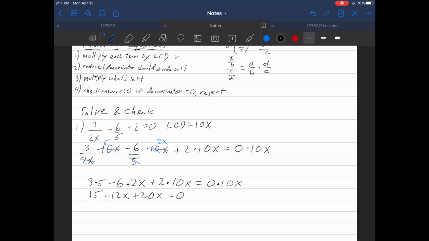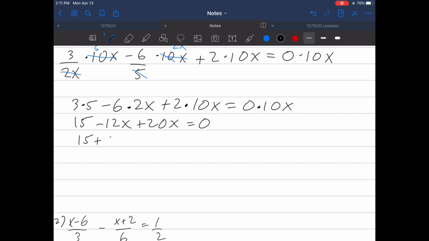So before we solve this, let's go back. Multiply each term by the LCD. That was what we did here. Reduce. And reducing really kind of meant this part here, right? We are reducing on each level of multiplication. Now what we're going to do is multiply what's left, right? That is over here. And we did that. We got 15 minus 12x plus 20x equals 0.